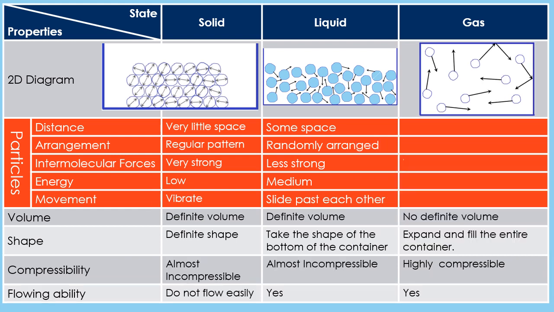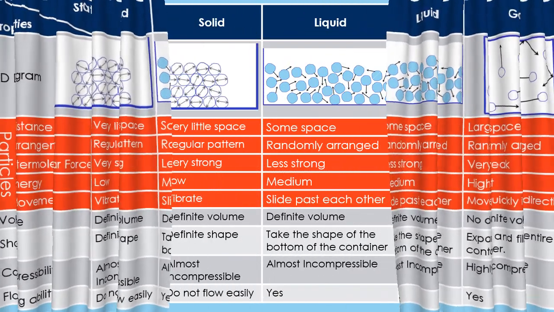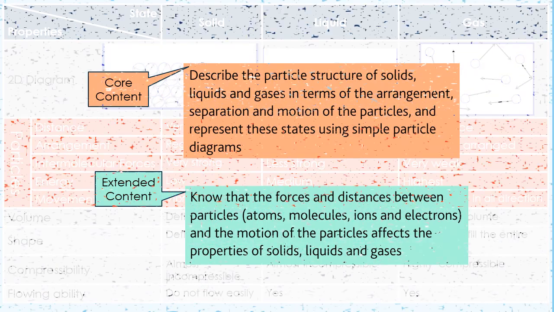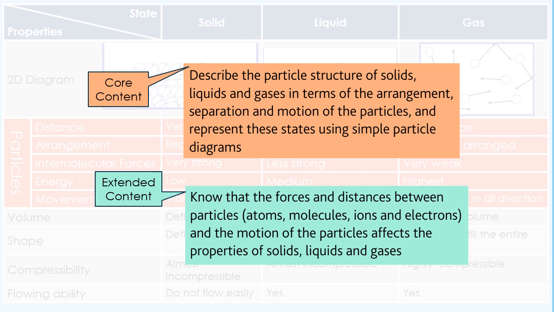Now let us continue filling our table. Particles of gaseous matter have large spaces between them, are randomly arranged and held together by very weak intermolecular forces, have the highest energy level, compared to solid and liquid matter, and their particles move quickly in all directions. The information in that table covers the displayed subject content topics for thermal physics in the Cambridge IGCSE Physics 0625 curriculum.